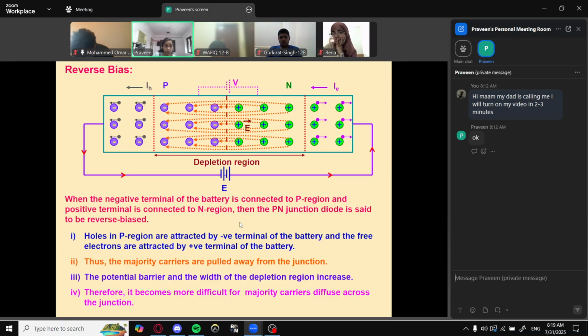Clear? Okay, so draw the circuit and write down the points. Remember one thing: forward biasing will have current due to majority charge carriers, whereas reverse biasing will not have any current due to majority charge carriers, but the current will only be due to minority charge carriers. The current due to these minority charge carriers is also called reverse current or leakage current.